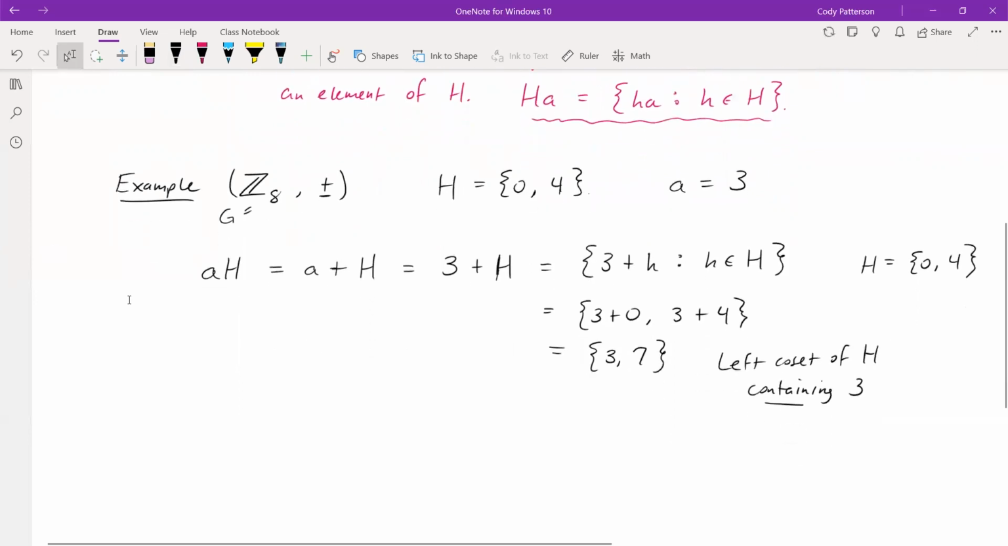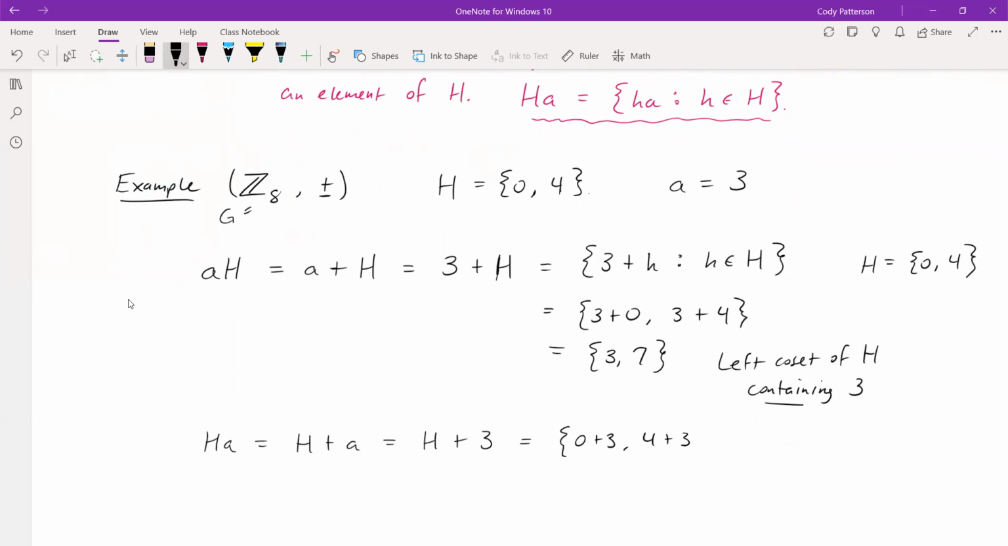And if I were to construct the right coset, I'll just write this down. I won't do all the steps again. The right coset, H plus A, or H plus 3, I would get exactly the same thing, because I would get 0 plus 3 and 4 plus 3, and that is still the set {3, 7}.